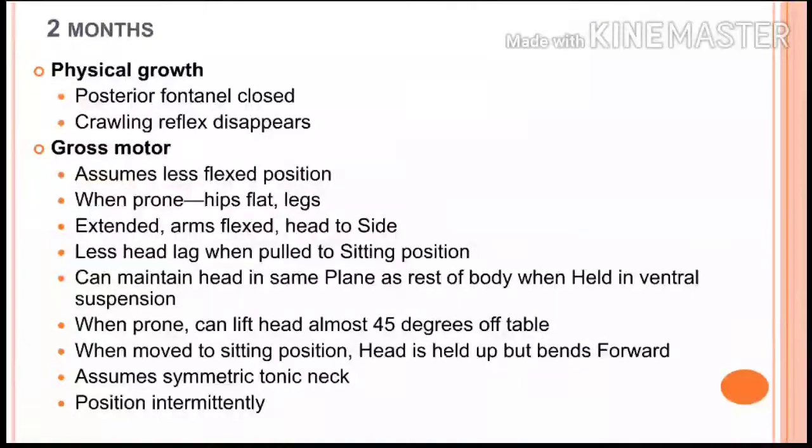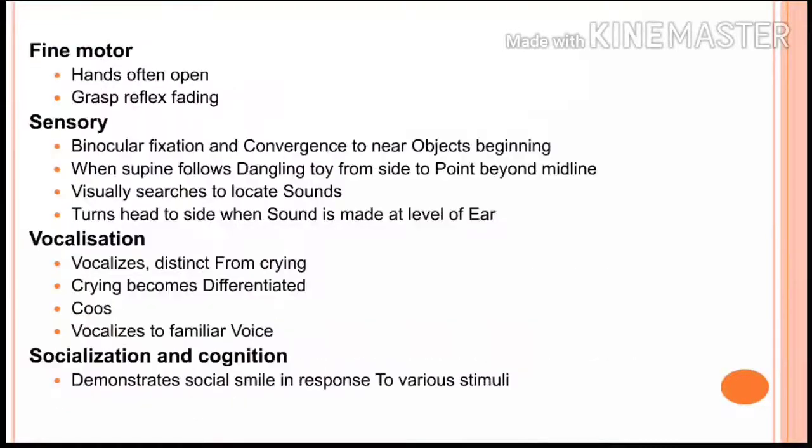So when prone, they can lift the head almost 45 degrees off the table, and when moved to the sitting position, the head is held up but bends forward. Now they assume the asymmetric tonic neck reflex position intermittently.